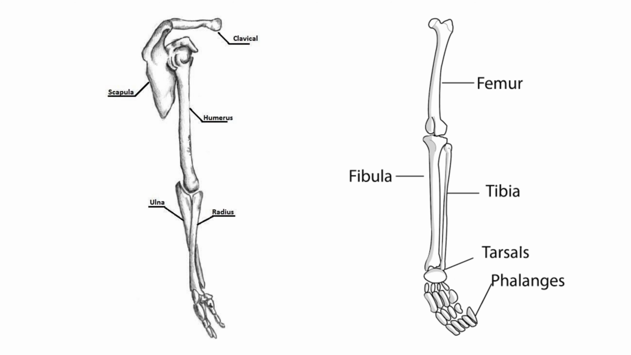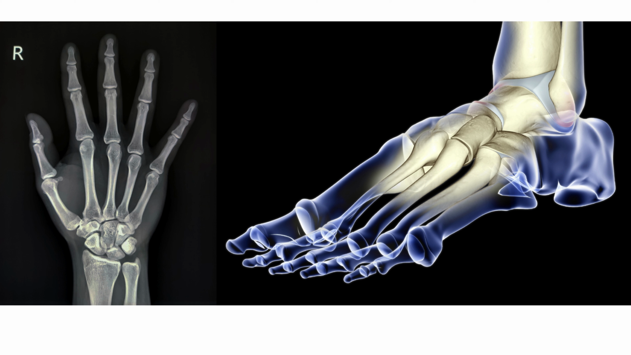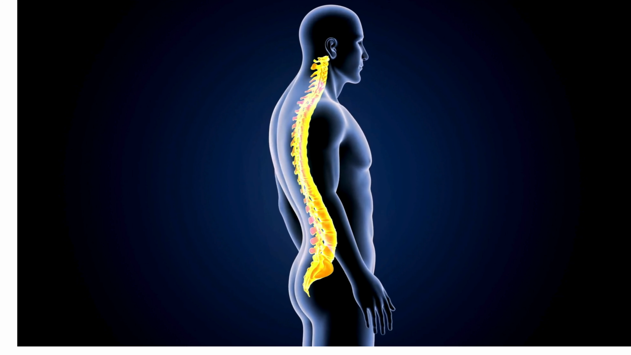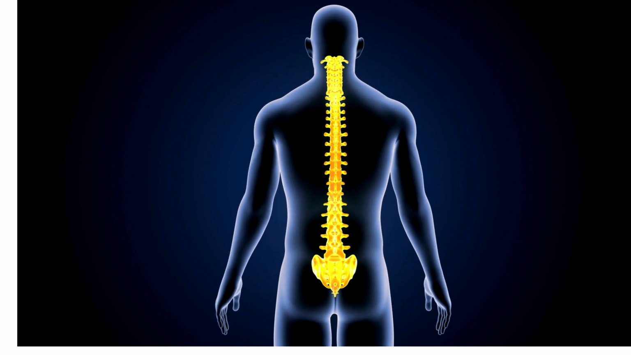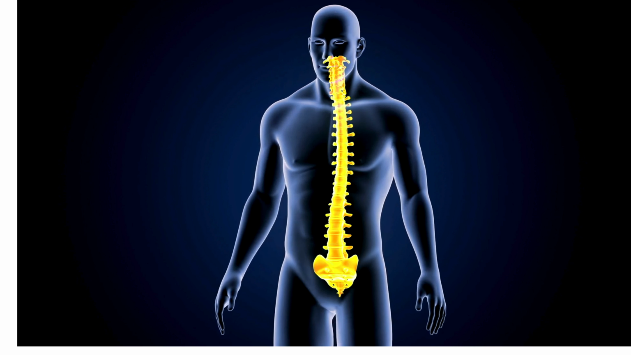And here is the long bone of the hand called humerus and the long bone of the leg called the femur bone. And here we have the bones of the fingers and the bones of the foot, showing the phalanges, the tarsus, the metatarsus, and the carpus and the metacarpus. Up here is the position of the vertebral column or the backbone, consisting of small bones joined together called vertebra. Lastly, let's look at the general function of skeleton in man.